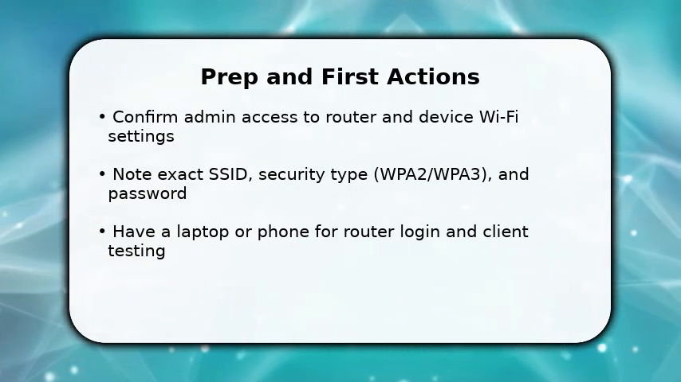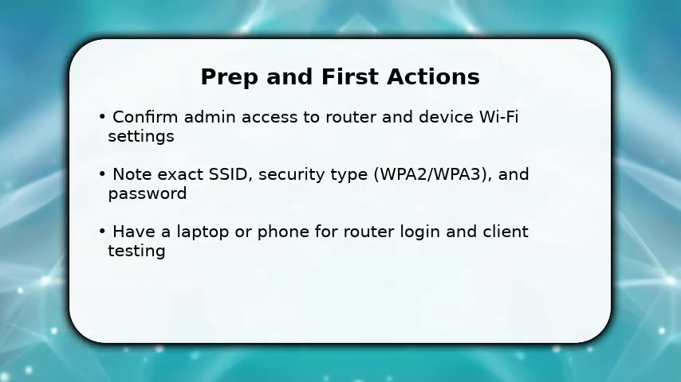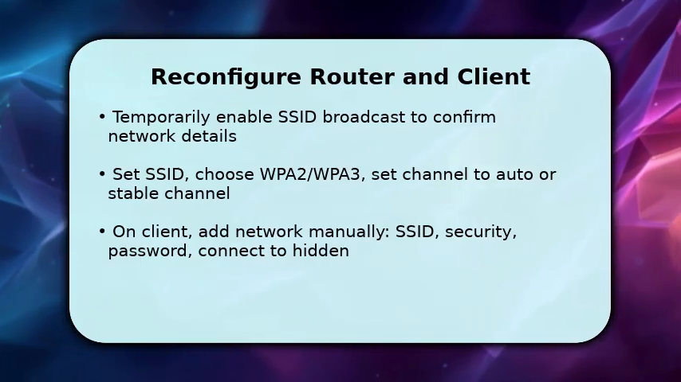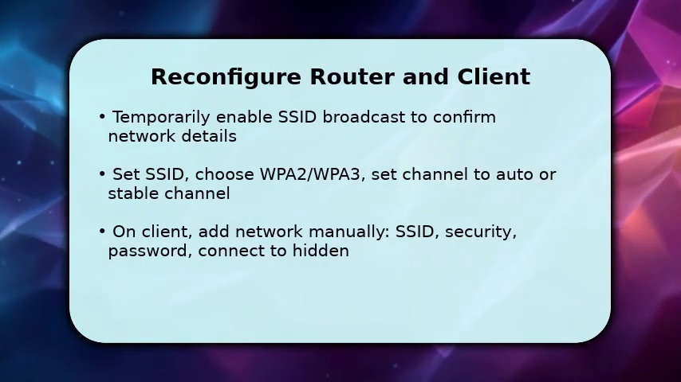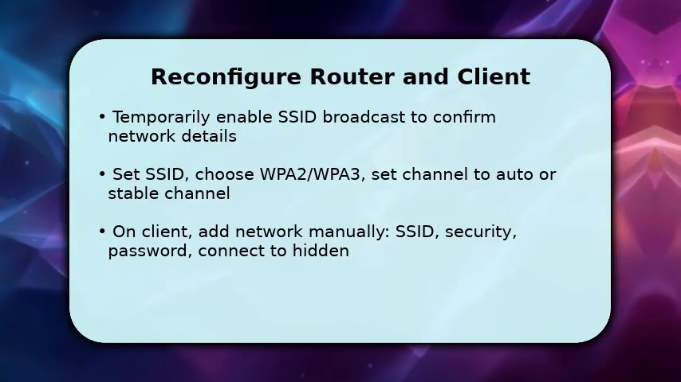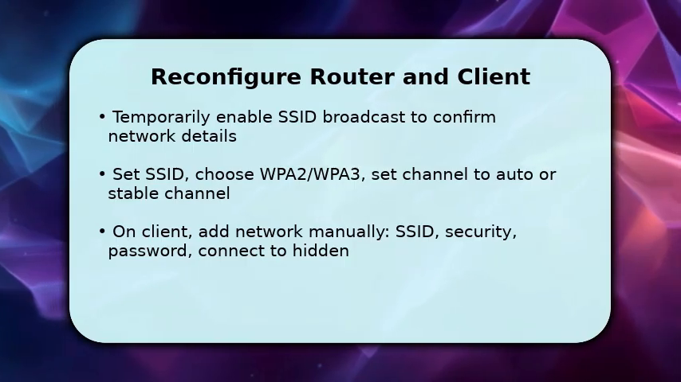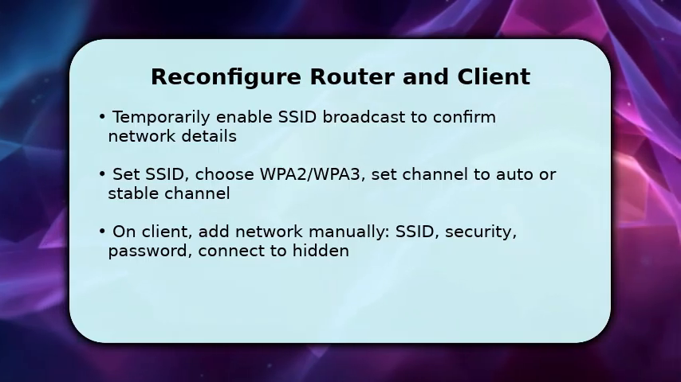Once done, temporarily enable SSID broadcast to confirm the SSID, channel, and security settings. This verifies the router is advertising correctly. Then reapply settings. Set the SSID exactly, choose WPA2 or WPA3 consistently, pick a stable channel or auto, and save. Rehide the SSID only after confirming clients connect.